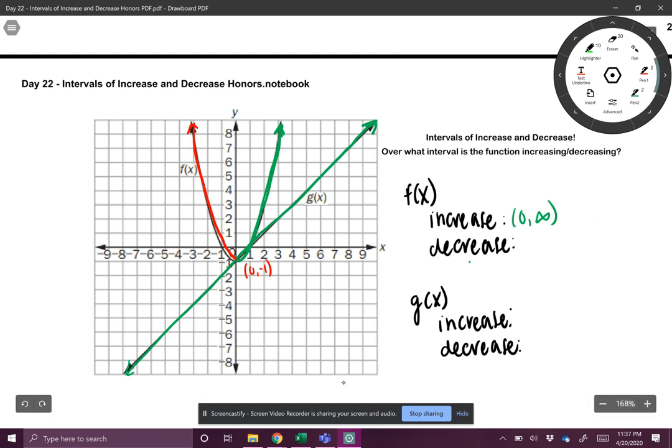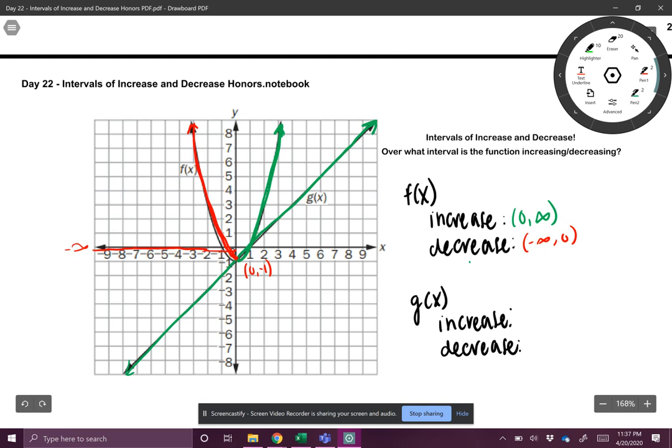But from -infinity to 0, my function was decreasing in this case. -9, -8, -7, -6, -5, -4, -3, my function is decreasing the whole time until I hit 0, and then it begins to increase. Let's look at g of x now.